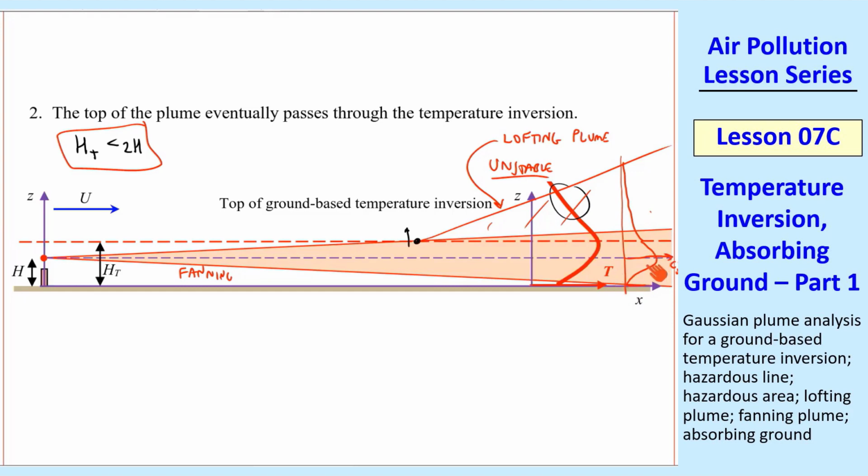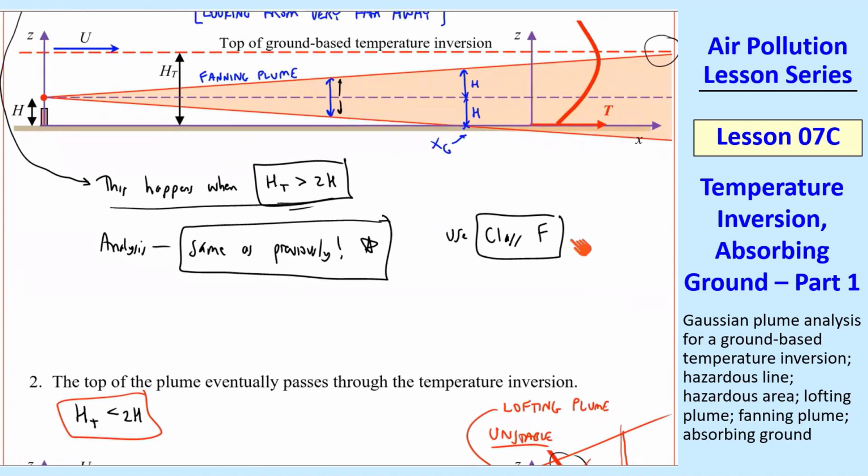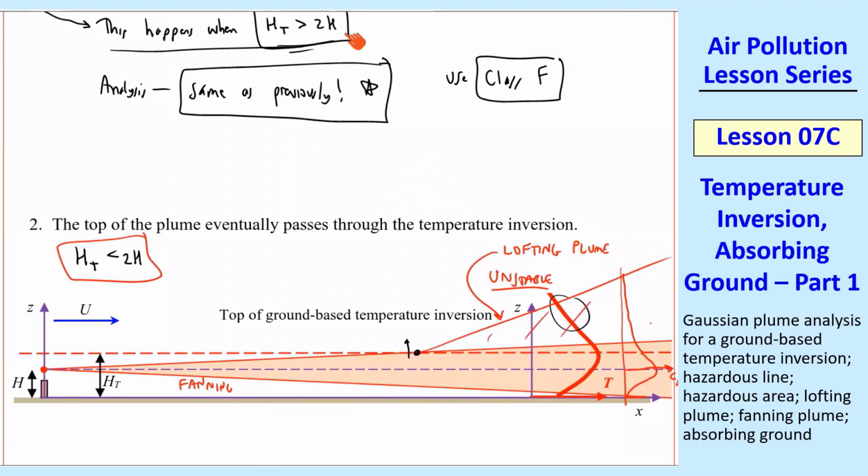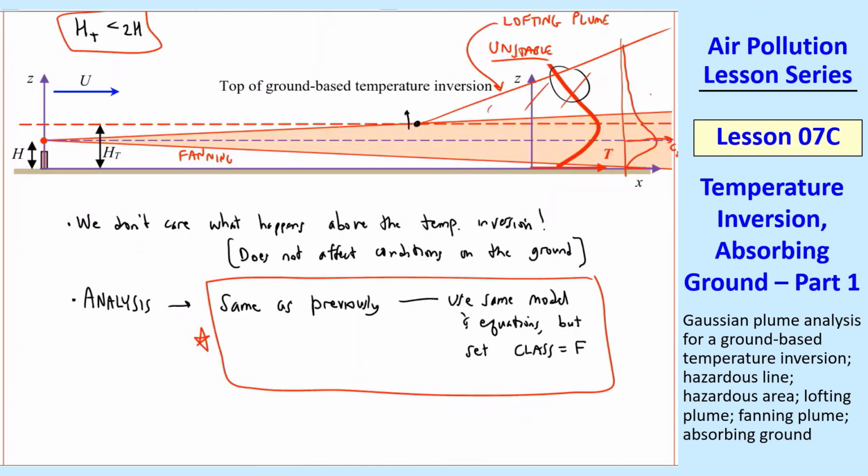However, this bottom portion doesn't change at all from what we had before. Just because it's changing out here, this is way up here up in the atmosphere. So things on the ground don't change. So compared to this case, we said that our analysis is the same as previously, and we can say exactly the same thing here then. So we don't care what happens above the temperature inversion. That doesn't affect conditions on the ground.